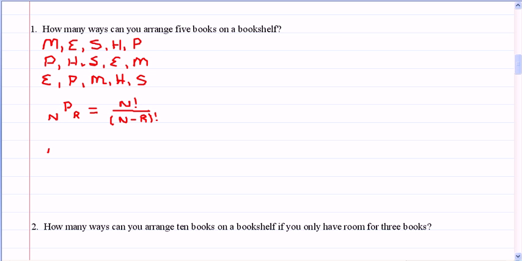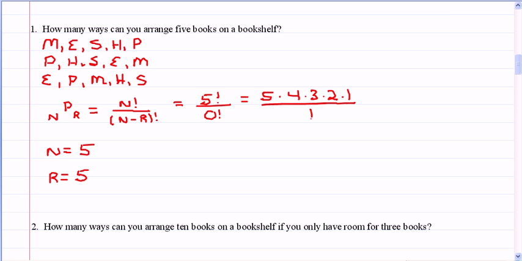So we want to figure out what is our n and what is our r. So n is always your total. We have 5 total books that we want to arrange. Since we're arranging all of them, our r is equal to 5. So if we take these values and substitute them in the formula, we have 5 factorial over 5 minus 5, which is 0 factorial, and 5 factorial is 5 multiplied all the way down to 1, and 0 factorial, by definition, is 1.